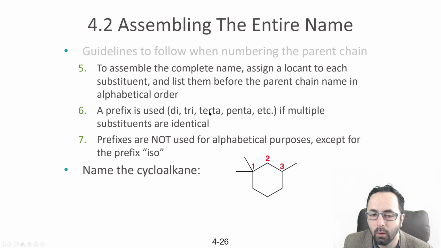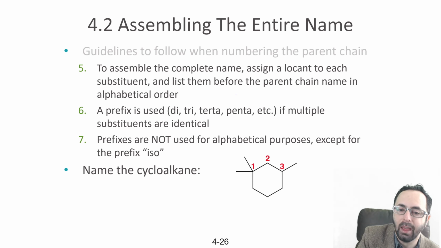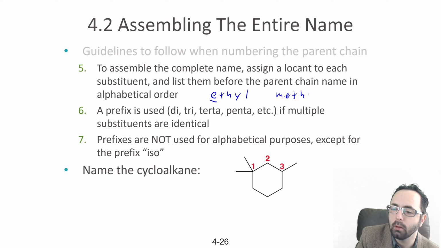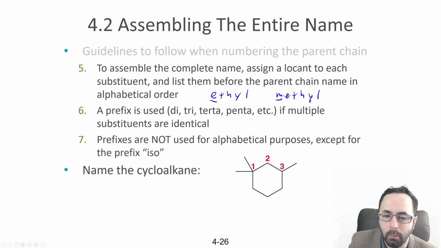Finally, when we're assembling the complete name, we assign a locant to each substituent, and we write them in the name before the parent chain in alphabetical order of the substituents. Note that any prefixes used do not change this alphabetical order. It's in terms of the name of the substituent. For example, ethyl is written in the name before methyl, because E comes before M.